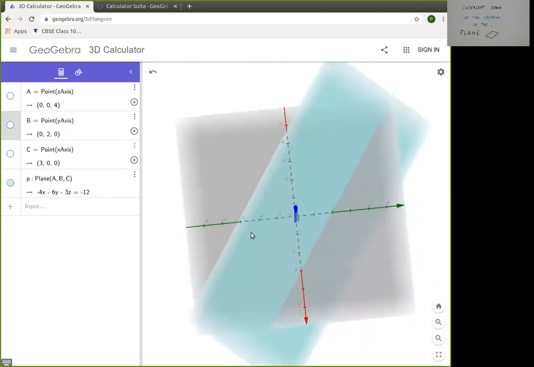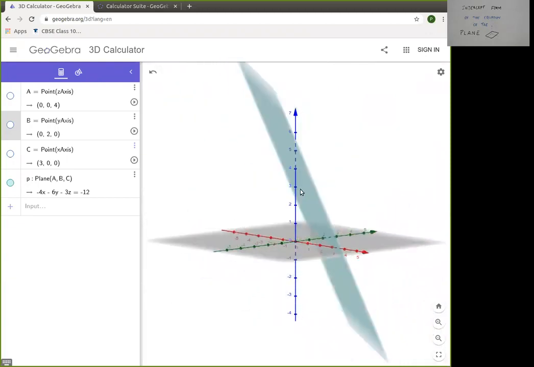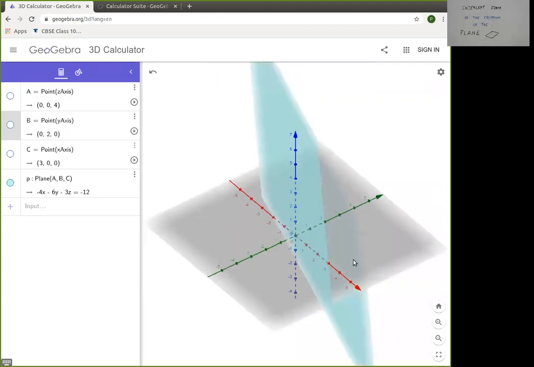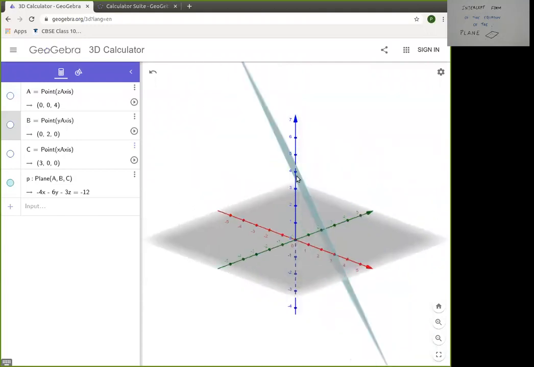So if you see, that is cutting our x-axis at x is equal to 3, cutting our y-axis at y is equal to 2, and cutting our z-axis at z is equal to 4. So the coordinate of this point where it is cutting is 3, 0, 0. Here it is 0, 2, 0, and here it is 0, 0, 4. So the x coordinate and y coordinate are 0 at this point, only we have the value of z.